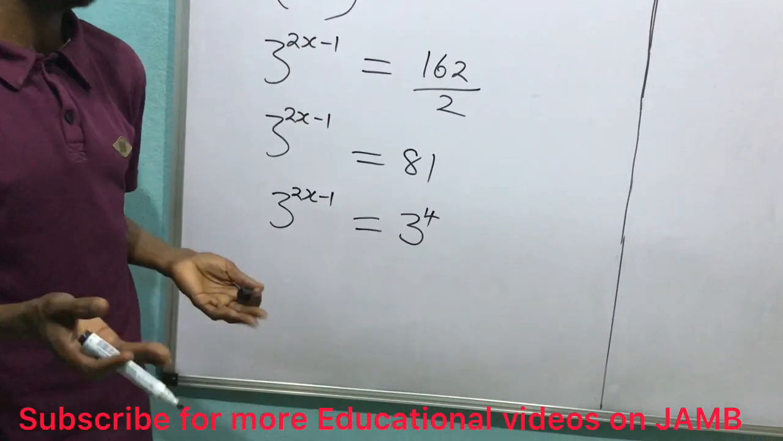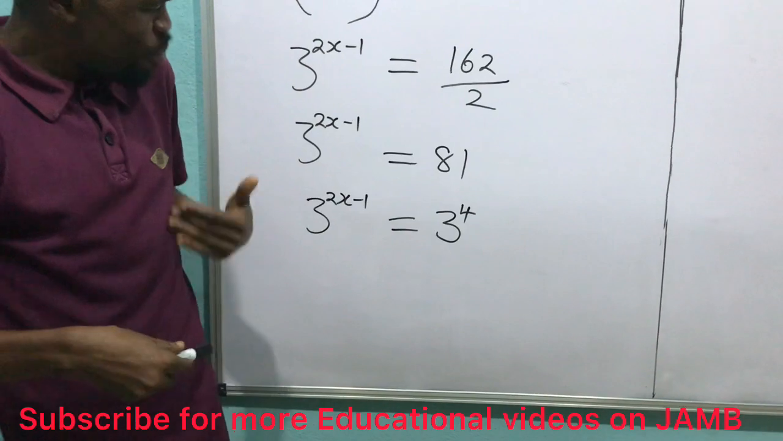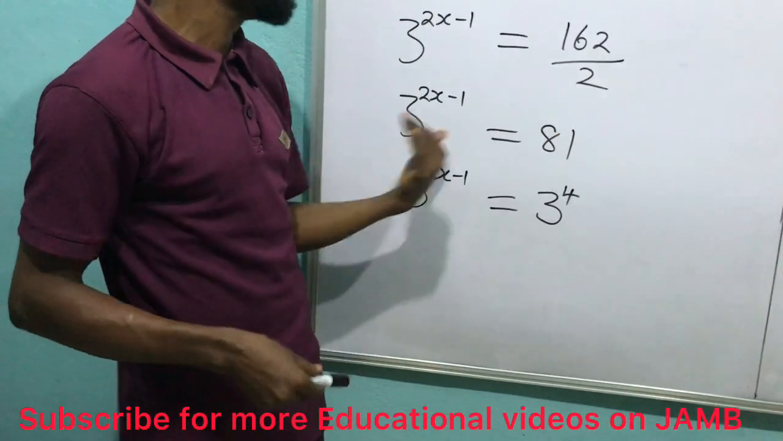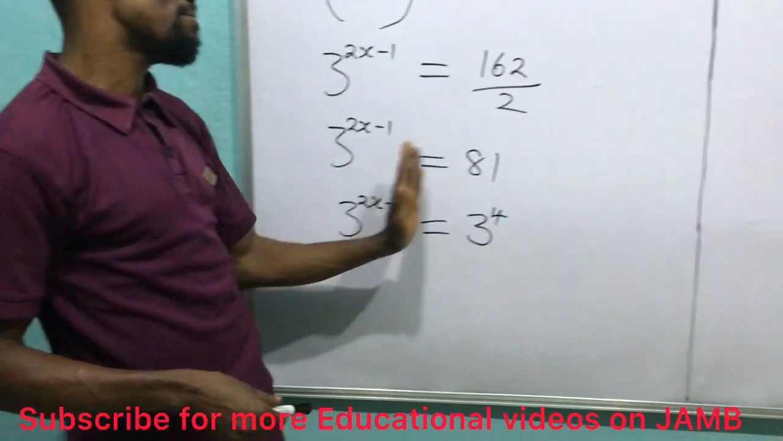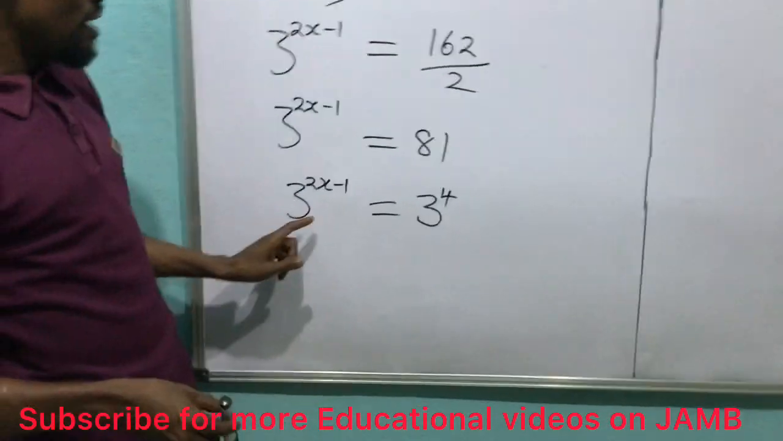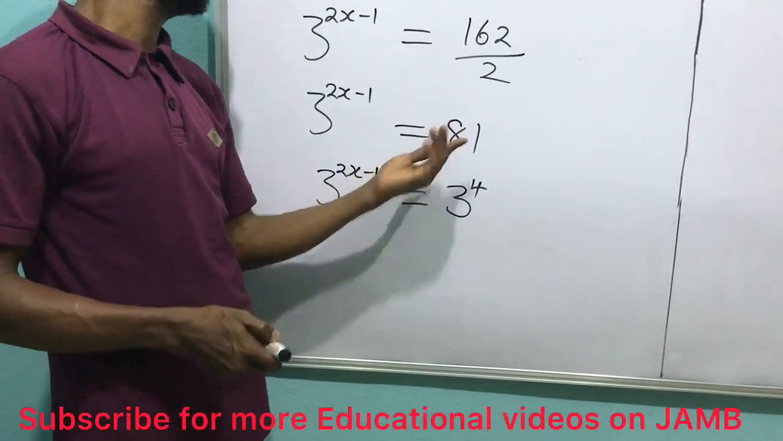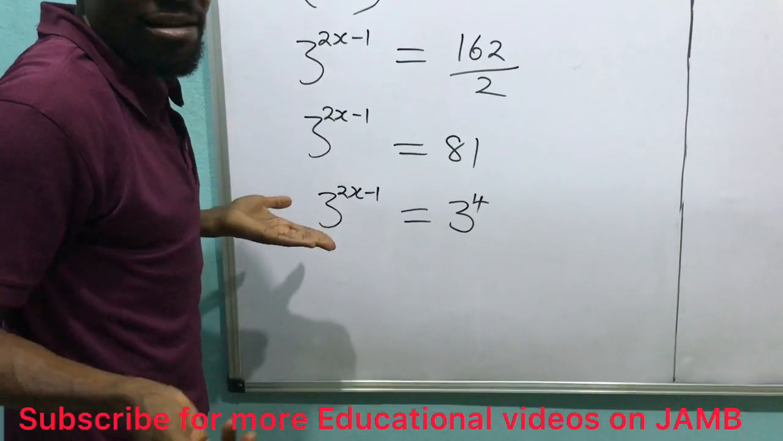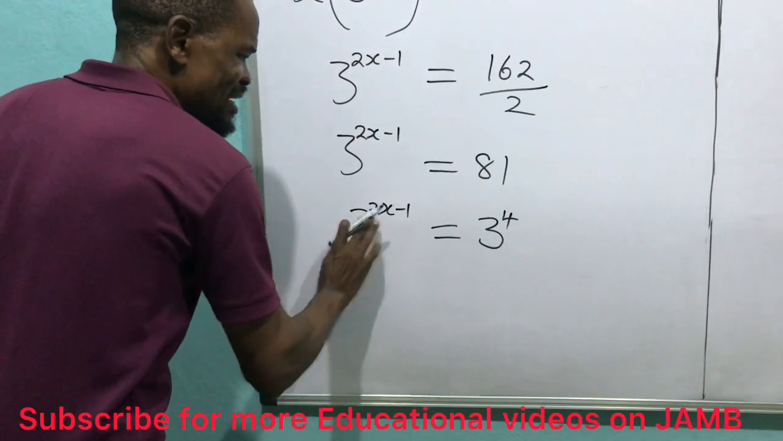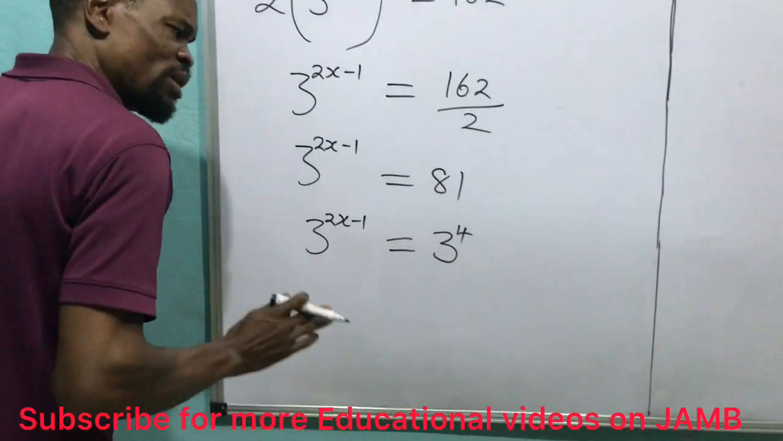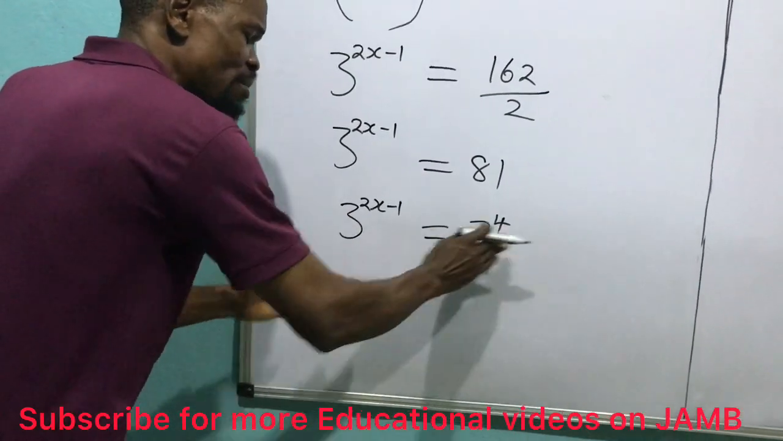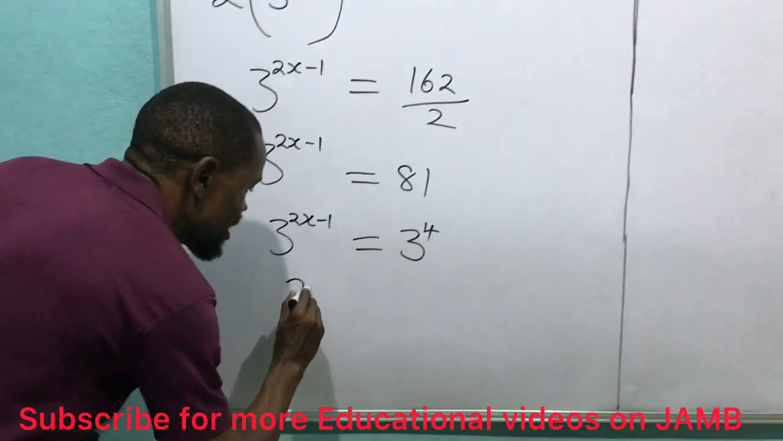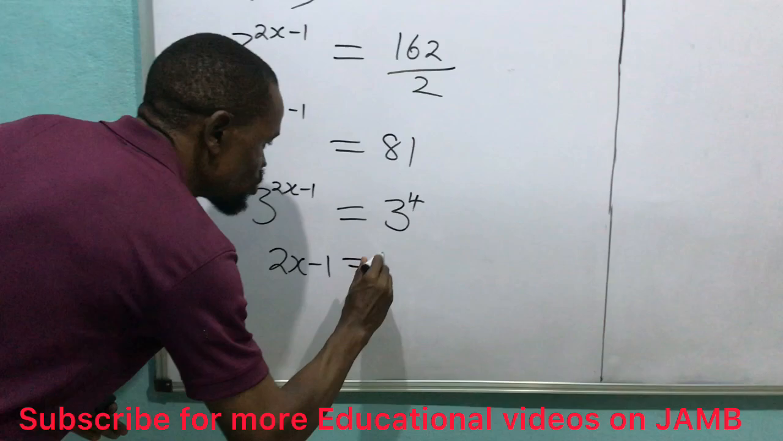I have not changed anything. Rather, I'm trying to obey the indices equation condition that if I can make both sides of the equation have the same base, their powers are equal. Looking at 3 raised to power 4, it will still give me 81, and this remains as it is. I didn't change anything. That's what the man told us: if we can make both sides have the same base, automatically their powers are equal. I will have that 2x minus 1 is equal to 4.